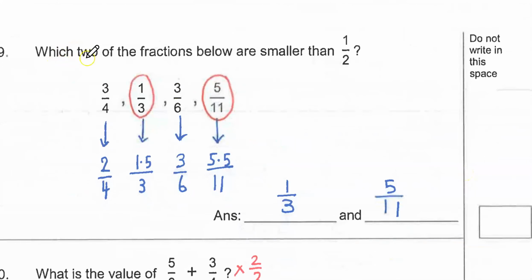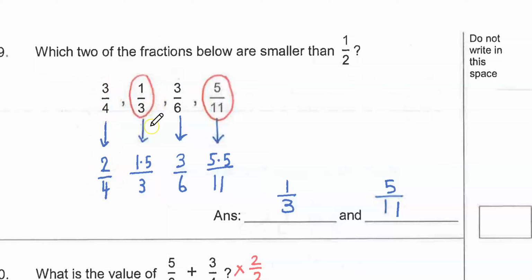Which of the two fractions below are smaller than half? Now, all you have to do is look at all the denominators, 4, 3, 6, 11. Half simply means, for the denominator of 4, you find out what is half of 4, so 2 is half of 4. Now, 3 is greater than 2, so the fraction 3 over 4 is greater than half.